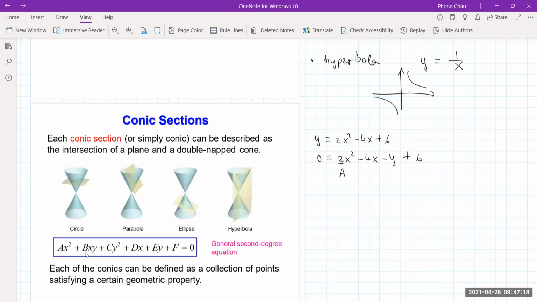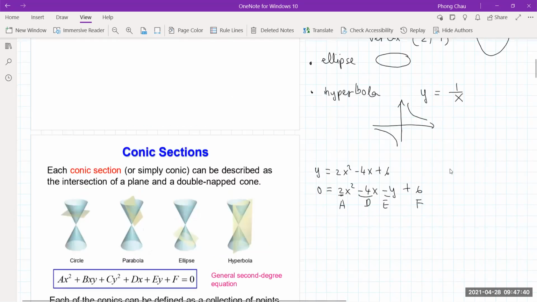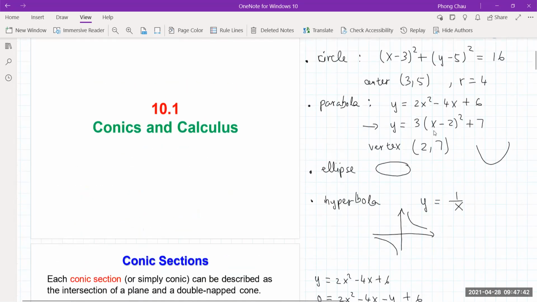And then the b, there's no xy term, so the b is 0. The c, y squared, I don't have y squared, so the c is 0. And then this is your d, constant d, negative 4x. And then there's an e, here is negative 1y, and the f is 6, right? If you have the standard form like this, of course, it doesn't look quite the same, but if you fold these down, it's going to be similar to this, and we can put it in that form.